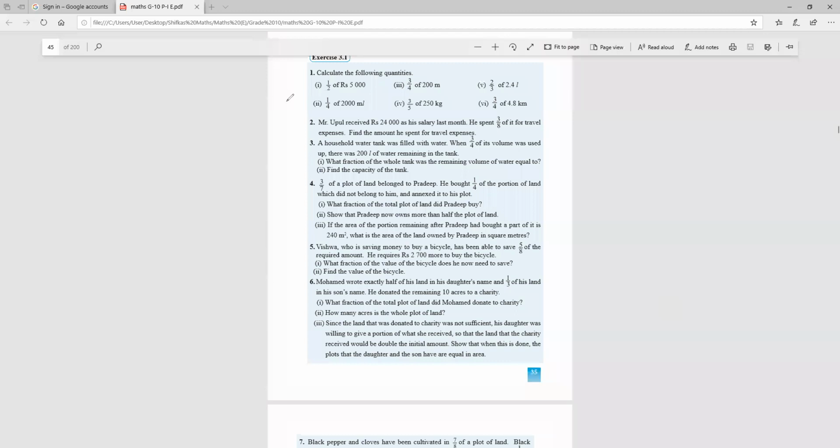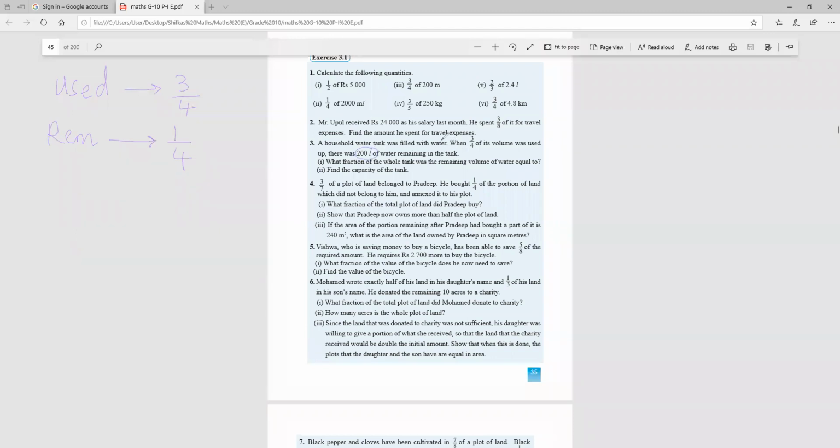Okay, children, listen here. A household water tank was filled with water when 3/4 of its volume was used. The used part is 3/4. Then the remaining part, I didn't read. Before reading, I have written 1/4 is remaining. 200 liter is remaining in the tank.